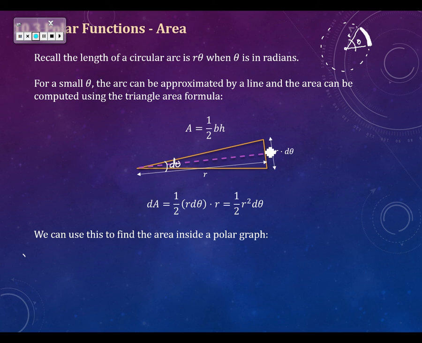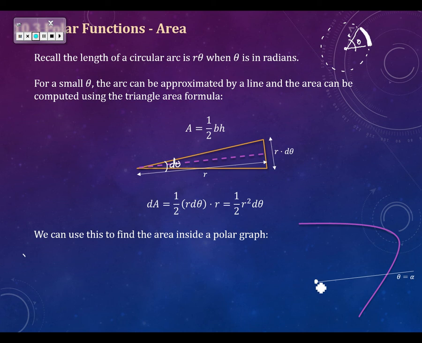So what is the area of this thing using the area formula? We'll call the area dA. It's 1/2 base times height, so in the end we get 1/2 r squared d theta. That is the area of one sliver of area on a polar graph. And then say we have an actual curve in polar coordinates, and say this is the pole down here. This is some curve in polar coordinates.